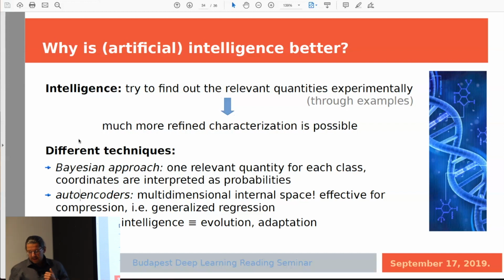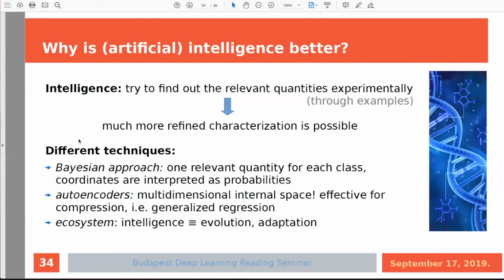The other question is that, okay, we know why general understanding is not possible, at least by hand-made, hand-tailored characterizations. But why does artificial intelligence do better? So an intelligence doesn't want to be told the relevant coordinates beforehand. It wants to find them out experimentally through examples. And that's why in artificial intelligence a much more refined characterization is possible.